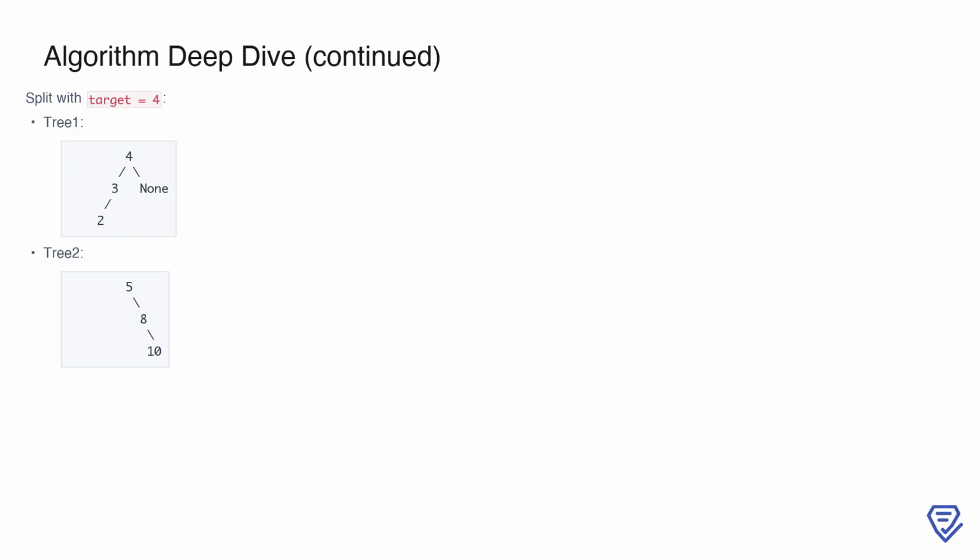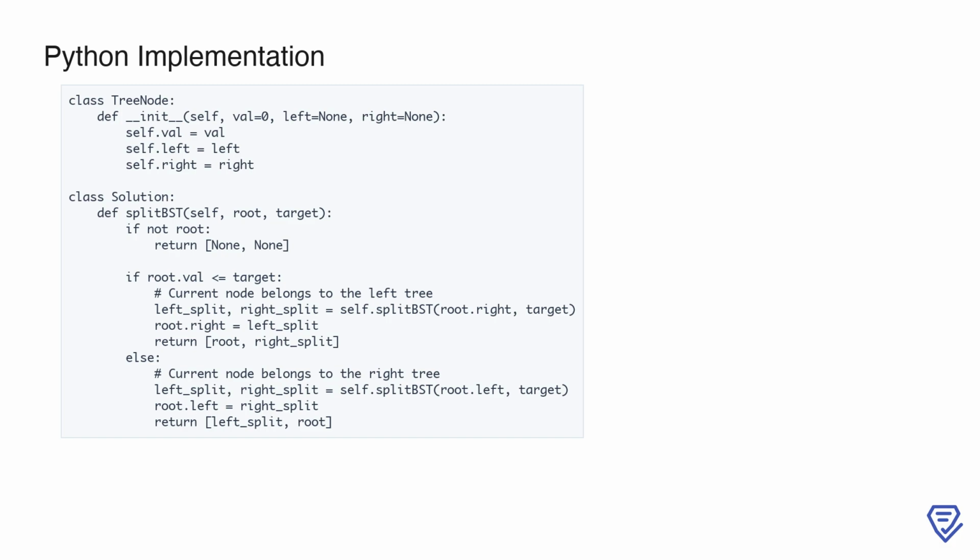This demonstrates how the recursive approach efficiently splits the BST while preserving its structure and properties. The provided solution splits a given binary search tree, BST, into two separate subtrees based on a target value. Nodes with values less than or equal to the target are grouped into the left subtree, while nodes with values greater than the target are grouped into the right subtree.